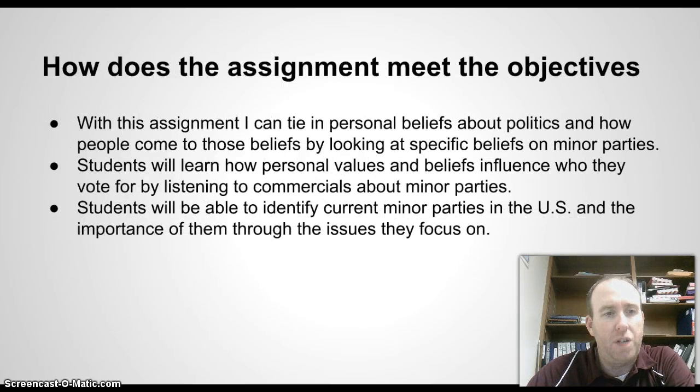How does this assignment meet objectives? With this assignment, I can tie in personal beliefs about politics and how people come to those beliefs by looking at specific beliefs of minor parties. I also have that students will learn how personal values and beliefs influence who they vote for by listening to commercials about minor parties. Once again, I think a lot of this will be seen by how they view each other's commercials and how the student body views their commercials. And then number 3, students will be able to identify current minor parties in the United States and the importance of them through issues that they focus on.